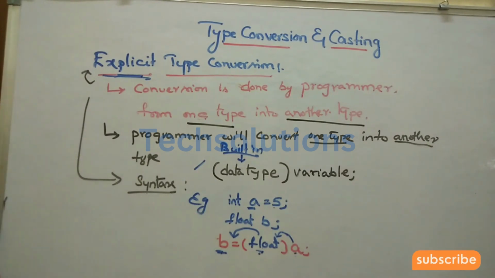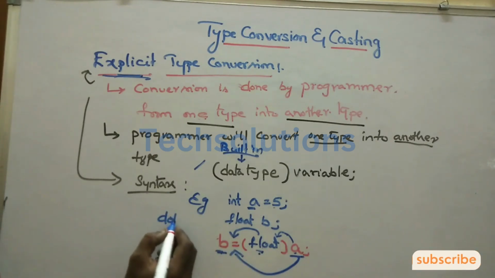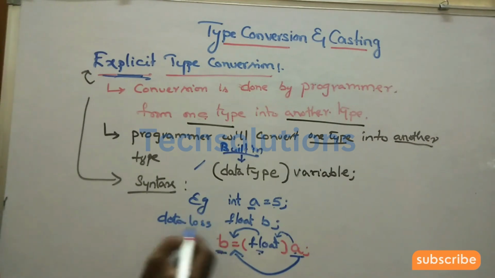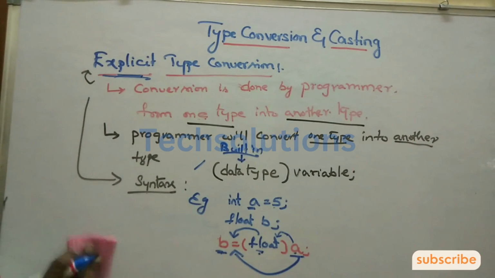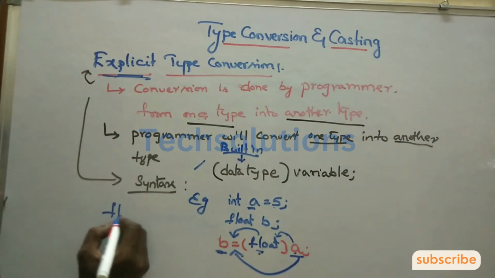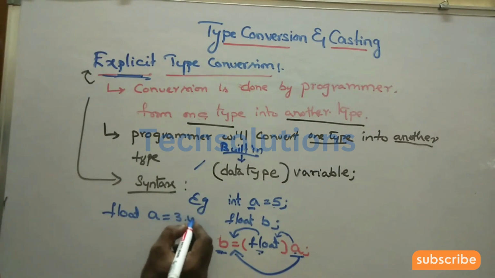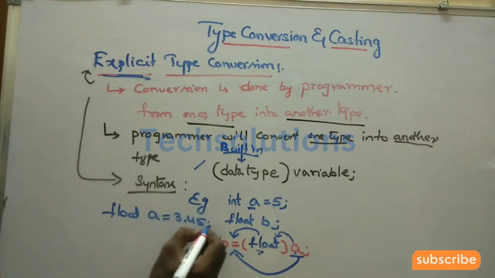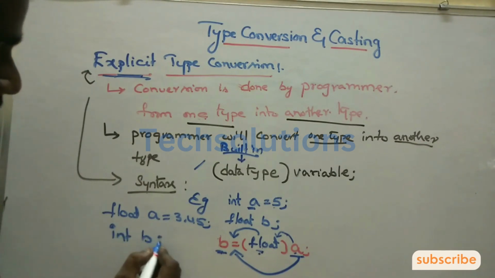Suppose you can see one more example. What is the drawback in explicit type conversion? Suppose if we convert a lower type into a higher type, there is no problem. There is no data loss. Now suppose I declare one floating point variable, float a equal to 3.45.